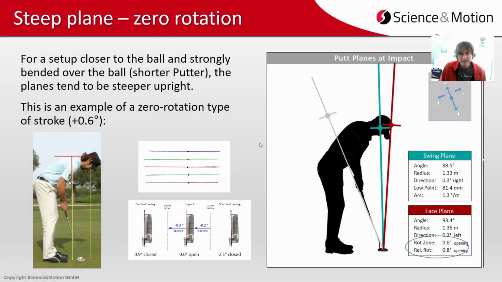Now let's look at these putt planes for different setups. For a setup closer to the ball, where you are strongly bended over the ball and you use probably a shorter putter, these planes tend to be more steeper upright. This is an example of a zero rotation type of stroke. We see there is a straight path and no rotation, and we see that these two planes are almost perfectly upright, swing plane at 88 and face plane at 93. Still, because both planes are the same, there is no relative rotation.